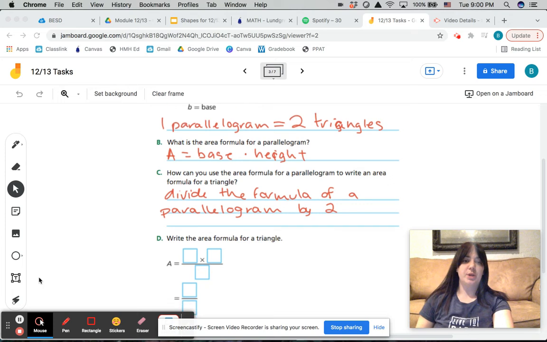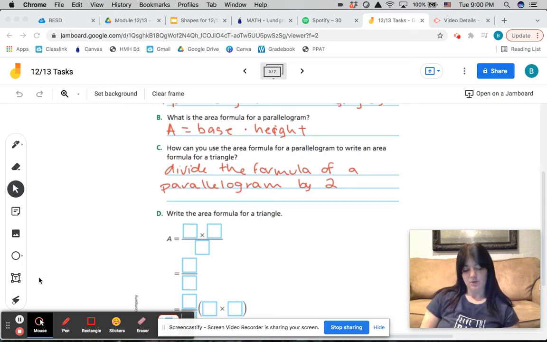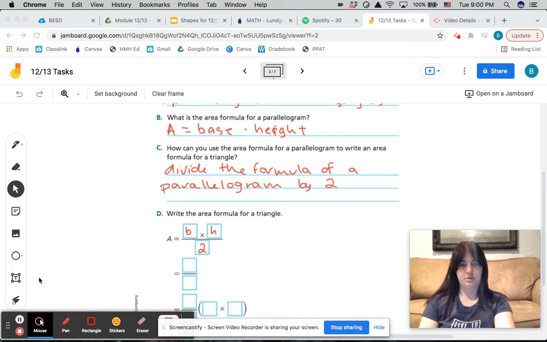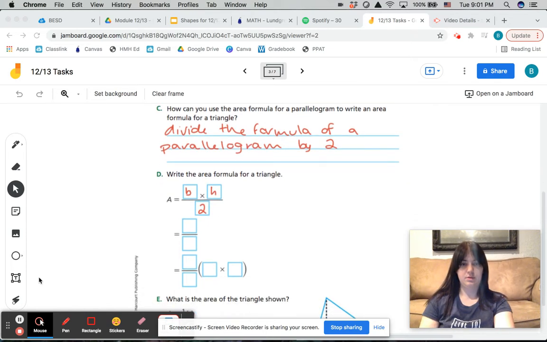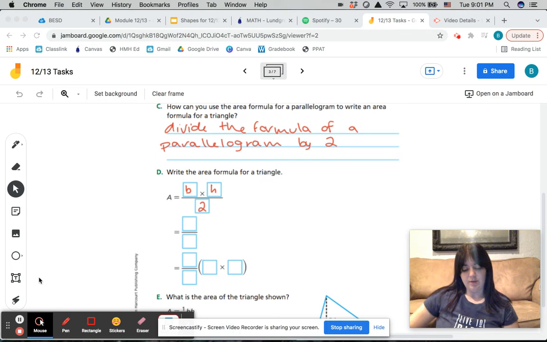So let's write a formula. We have area equals base times height, and then like we just said above, we're going to divide that all by 2. We can write that as BH divided by 2 like that.